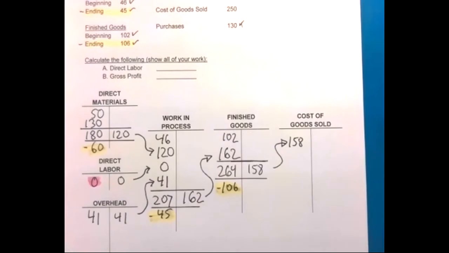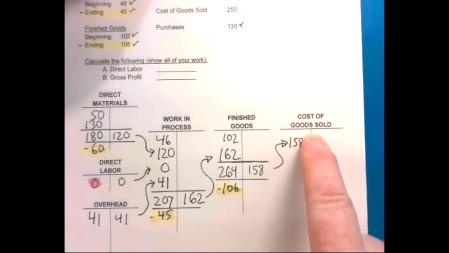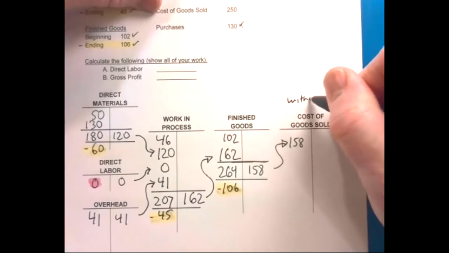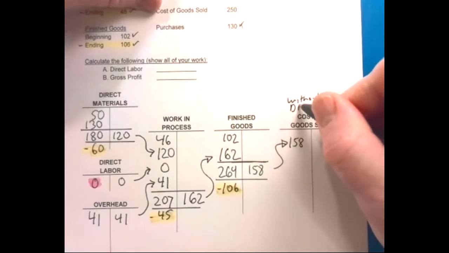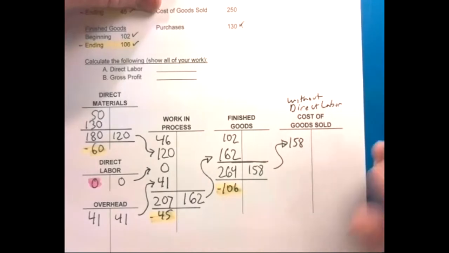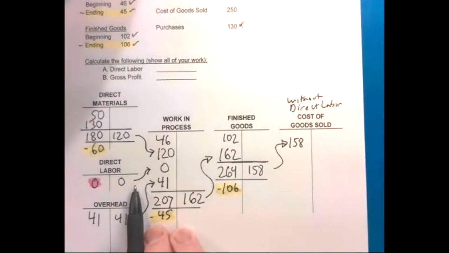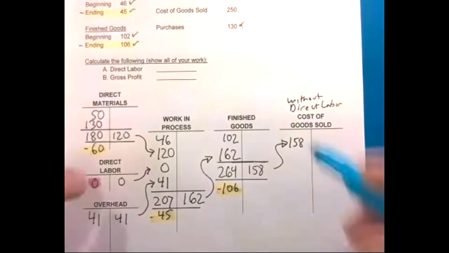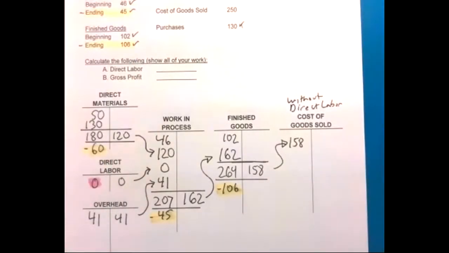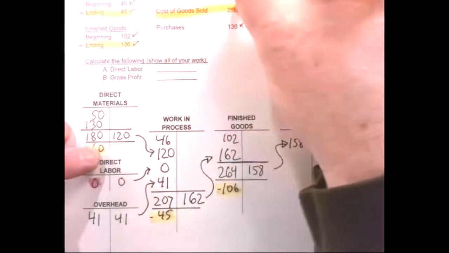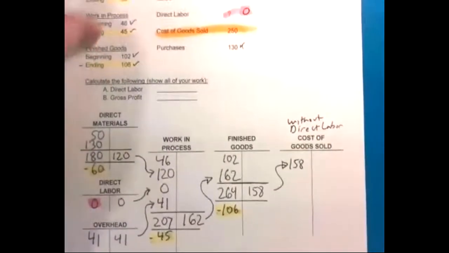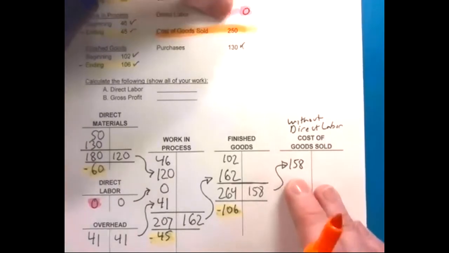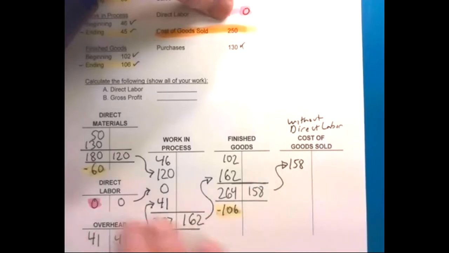Okay, now, here's the thing. I know that this number is wrong. Why? Because this is the cost of goods sold, but it's the cost of goods sold without direct labor. Right? There's no direct labor here. We put the zero in. So this is the cost of goods sold without direct labor. And what we can do is then compare this to the cost of goods sold with direct labor. It has everything in it. This is the cost of goods sold without direct labor. So you can compare these two, and that will tell us what the direct labor should be.